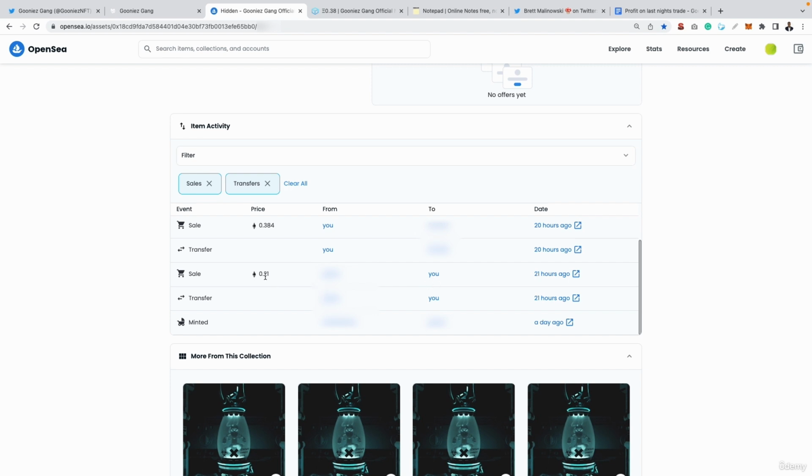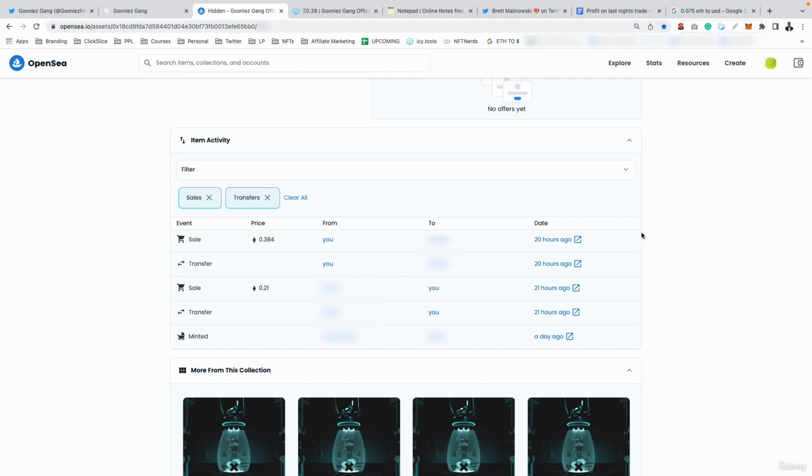I paid 0.21 Ethereum for that. And then I sold that exact same NFT 1 hour later, as I purchased it 21 hours ago, and I sold it 20 hours ago, so a 1 hour difference, and I sold it for 0.384 Ethereum, so almost double my money.